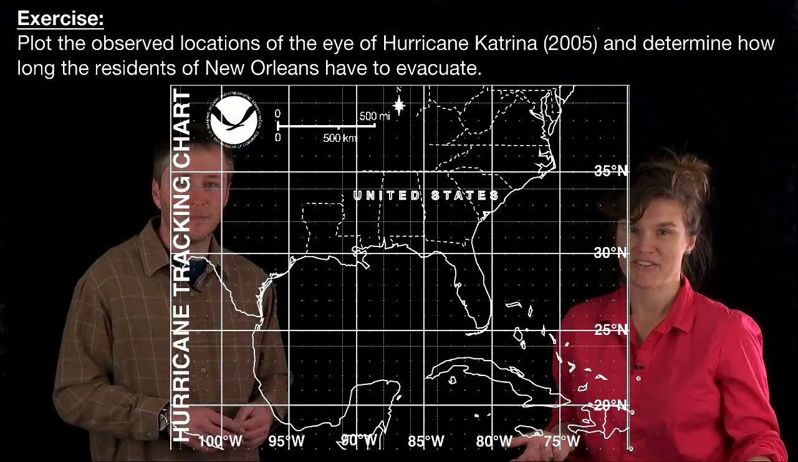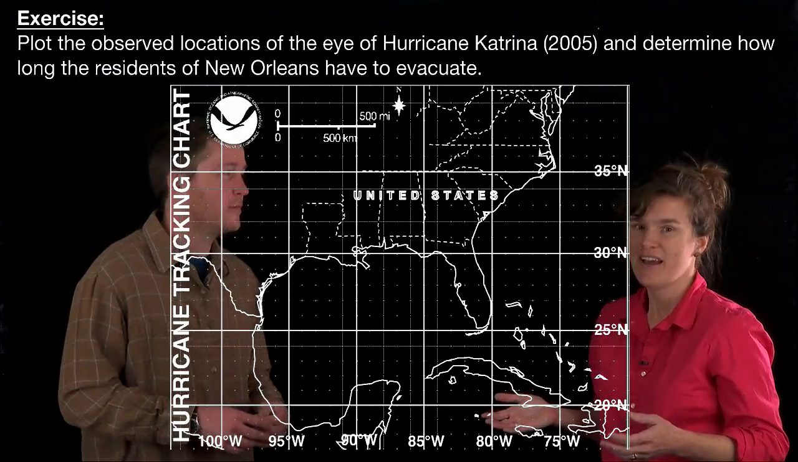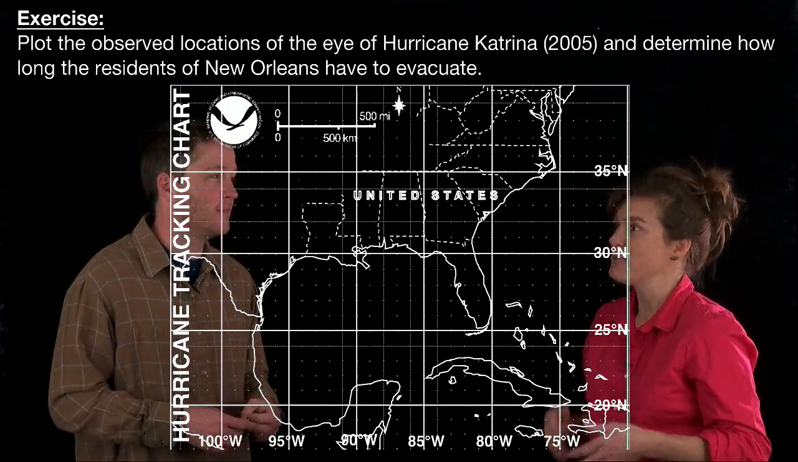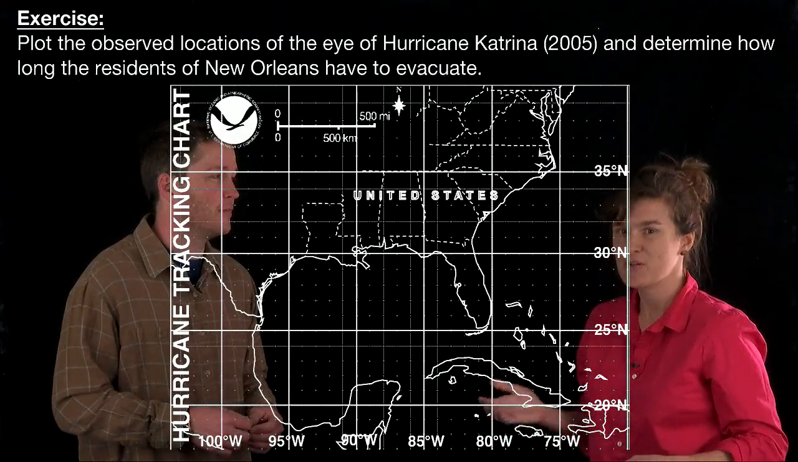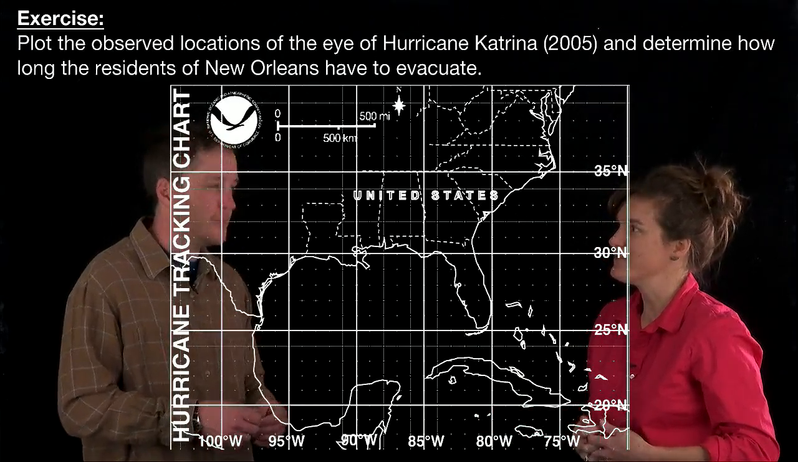So in this exercise, we're going to track the path of this hurricane and look at the rate at which hurricanes travel and put that in the context of some other storms that we've talked about, and then calculate the warning or evacuation time that people had for this hurricane.